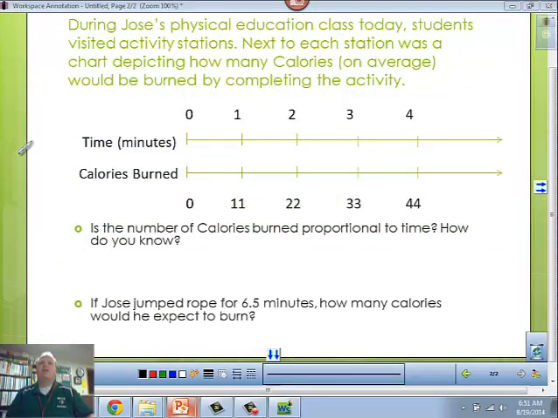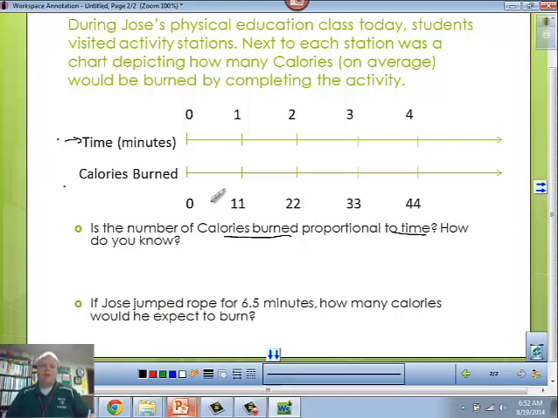During Jose's physical education class today, students visited activity stations. Next to each station was a chart depicting how many calories on average would be burned by completing the activity. So here again I have the time. At 1 minute I'm going to burn 11 calories. At 4 minutes I'm going to burn 44 calories. I want to know, is the number of calories burned proportional to the time? So I'm comparing this to this.